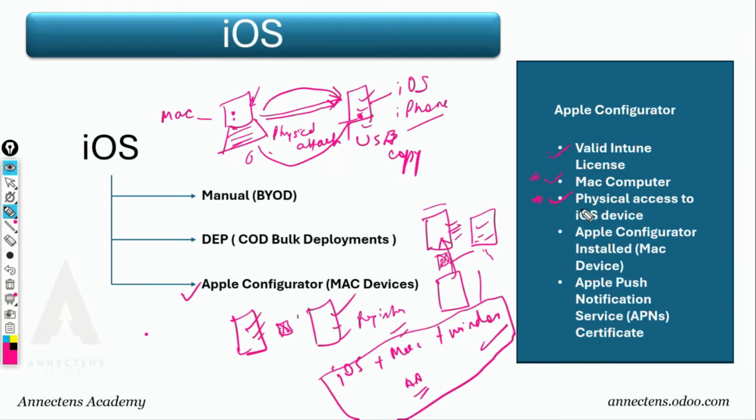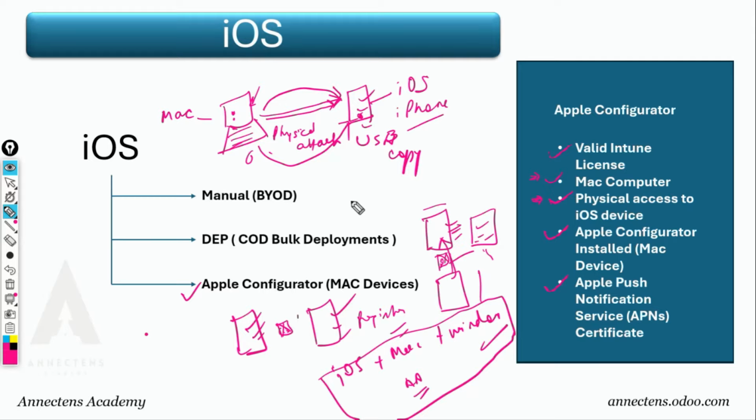So we require physical access to the iOS device, then we require Apple Configurator installed on a Mac device, then we require an Apple push notification certificate, then this governance will work, and then we'll start pushing that iOS profile to iPhones, and then we will enroll that device as a corporate device. Okay, now this was the Apple Configurator.